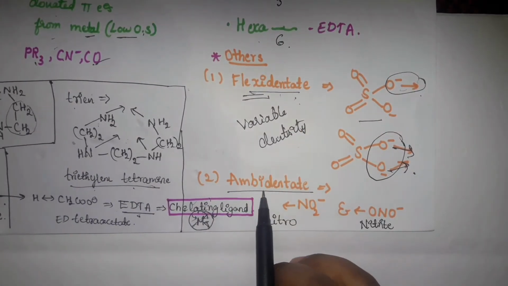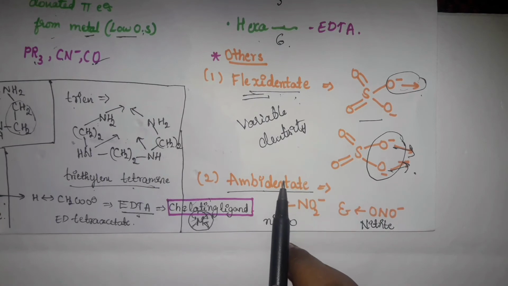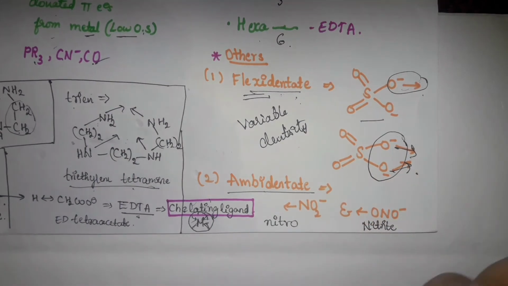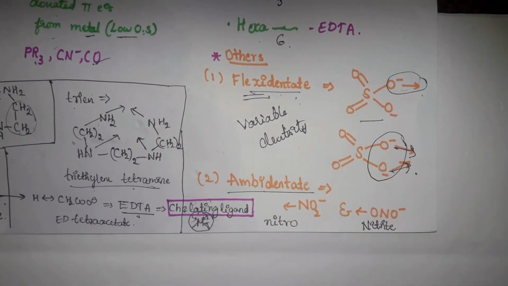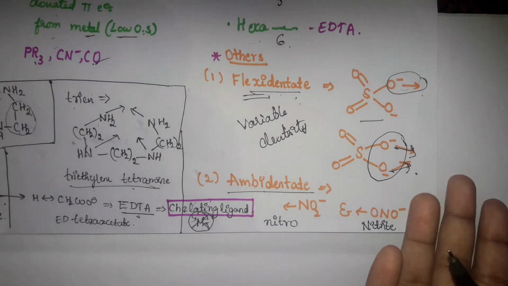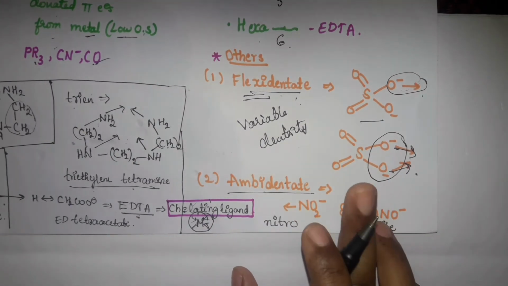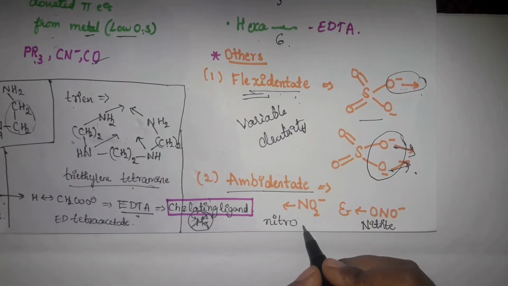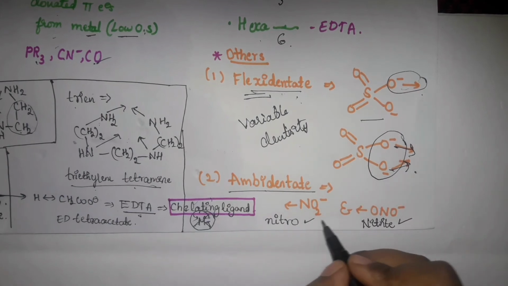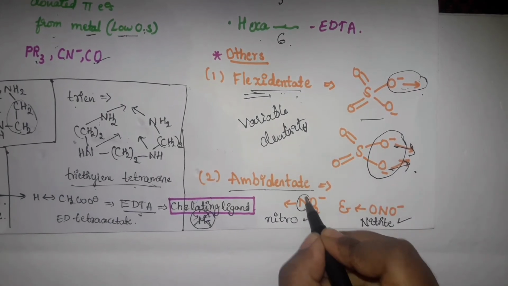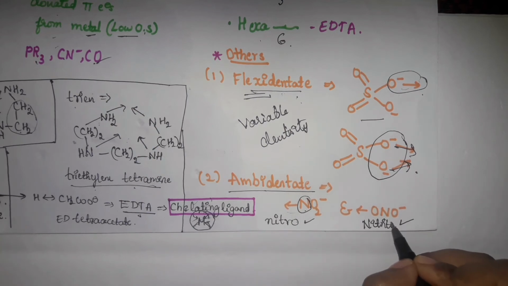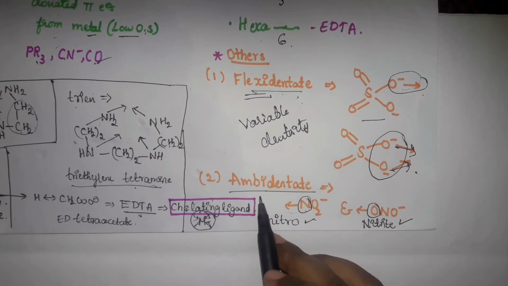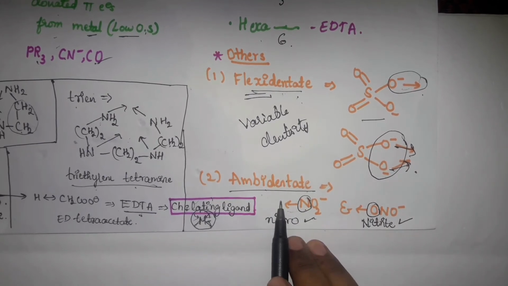The next one is the ambidentate ligand. Ambidentate ligands are those which have more than one donor atom, but at a time only one is considered for donating the lone pair of electrons. We have the examples of nitro and nitrito. In case of nitro, nitrogen acts as the donor site. In case of nitrito, oxygen acts as the donor site. These types of ligands are called ambidentate ligands.